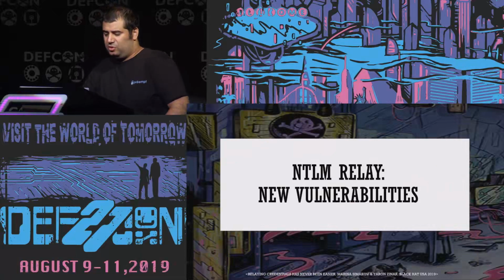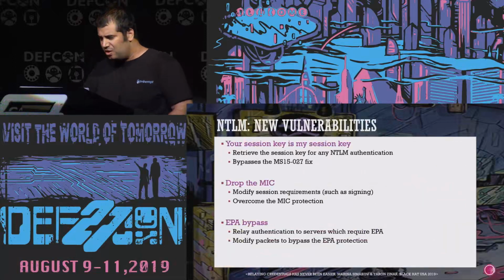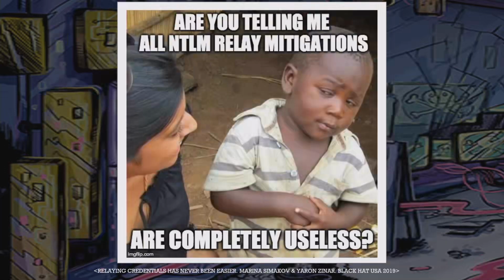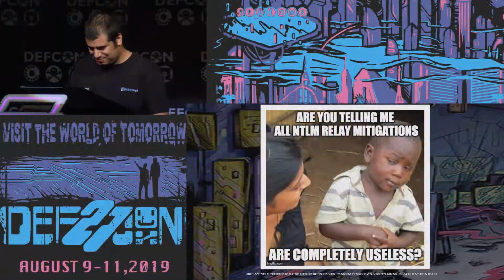Okay, that's it for the old vulnerabilities. Now let's move on to the new vulnerabilities we have discovered. Overall, we plan to present 3 new vulnerabilities. The first, your session key is my session key, is another generic bypass for SMB and all NTLM server signing requirements. The second, drop the MIC, is a vulnerability bypassing another NTLM mechanism, the message integrity code, or MIC, which we will explain later. And the third, bypassing EPA. That's correct. During our research, we have bypassed all NTLM mitigations.